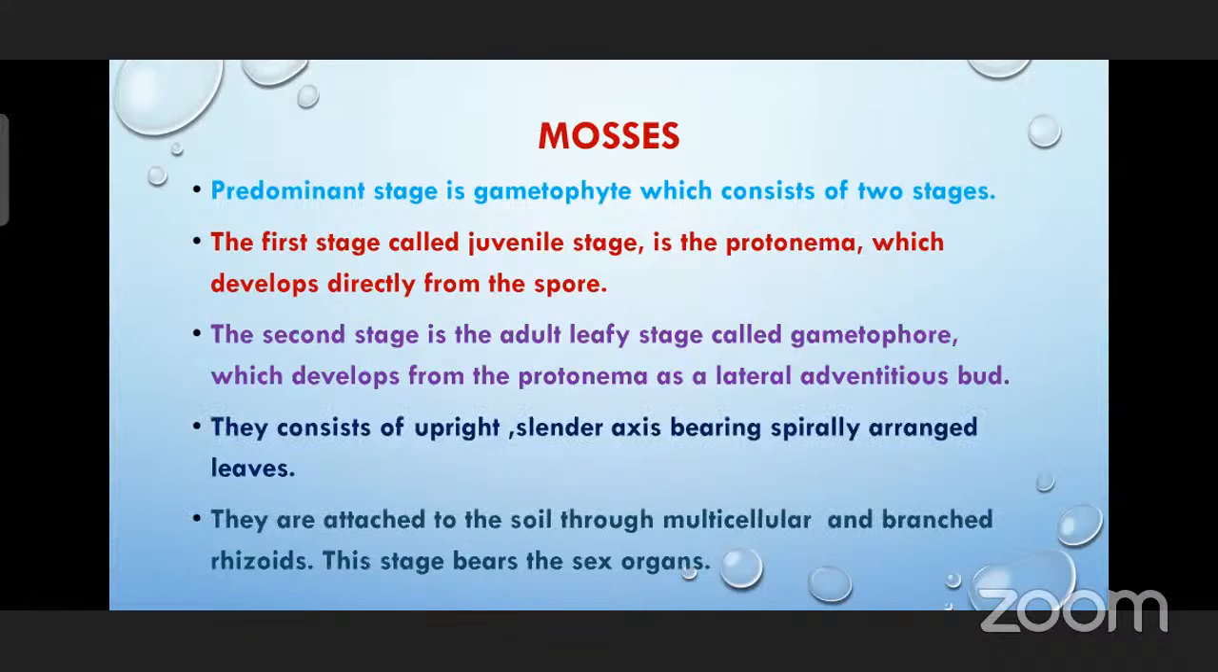They consist of upright, slender axes bearing spirally arranged leaves. They are attached to the soil through multicellular and branched rhizoids. This stage bears the sex organs. So in mosses you have to remember the protonema can be seen. Protonema is a juvenile stage. From the spores, germination takes place, and a juvenile stage of a mass of cells forms, called protonema. After this, it develops into the adult gametophore, a leafy stage with leaf-like structures on a slender axis bearing spirally arranged leaves. This is the important point for mosses. Rhizoids are multicellular and much more branched, and here they bear the antheridium or archegonium. Antheridium is the male sex organ; archegonium is the female sex organ.